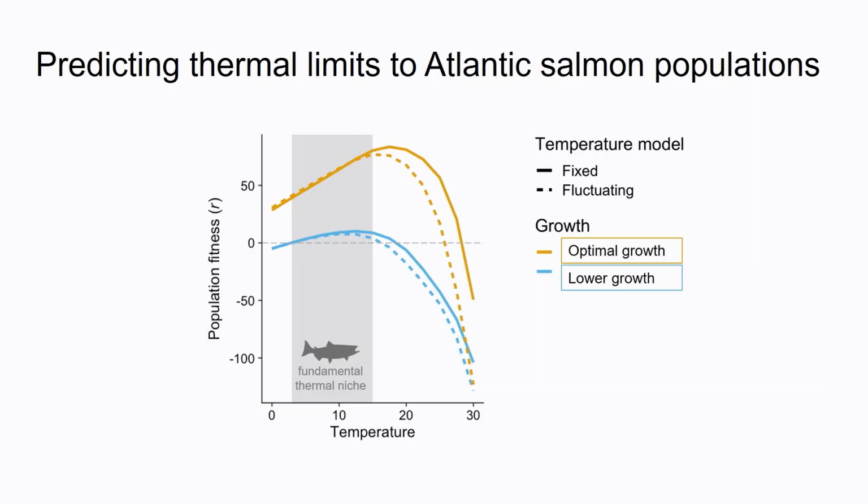And what's really cool about this is that our model's able to predict these thermal limits to our populations. This is a mechanistic model built from first principles, and we can see the fundamental thermal niche of salmon. So this is where salmon are actually found, the mean annual temperature range where they're found. And without the model even knowing this, we can see that outside of this range, your fitness is impacted. This is really cool because it's predicting this independently and it works.